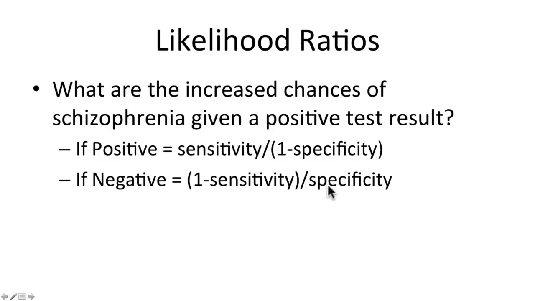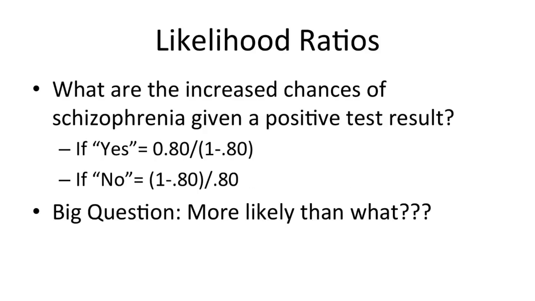Probably best to represent this in the form of a decimal if you're doing the calculations. I'll give you an example, the smoking example. Sensitivity was 0.8, specificity was 0.8, so you do 1 minus that, and you get 4. On the other hand, if it's no, you end up with 0.25 because the calculation goes 0.2 divided by 0.8.